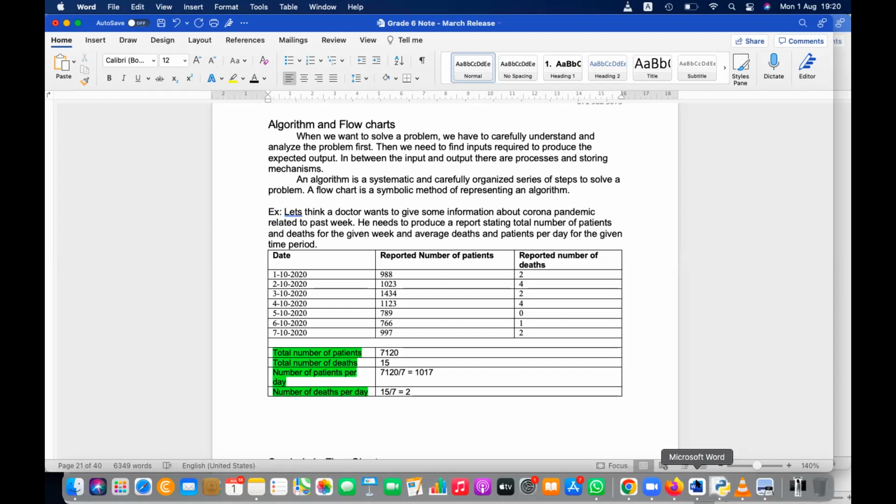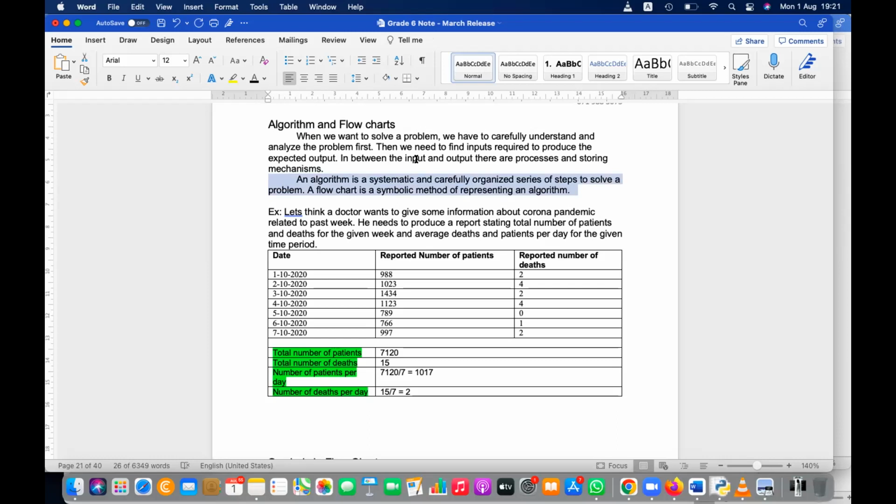Okay, so we already discussed that this lesson is about algorithm and flowchart. We already discussed what is an algorithm. Algorithm is a systematic way of solving a problem. Algorithm එකක් කියලා කියන්නේ systematic way of solving a problem. A systematic and carefully organized series of steps.